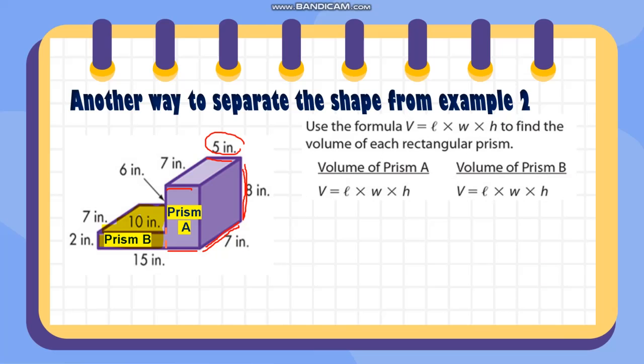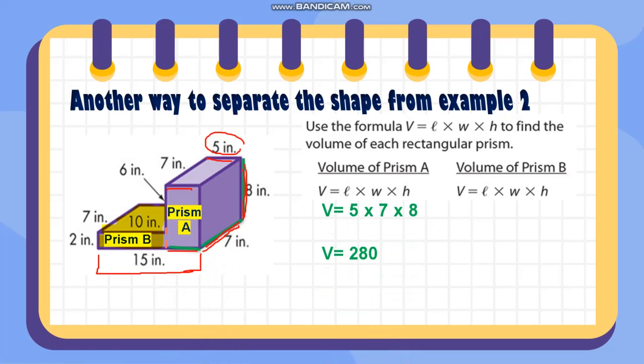Now, why we're not going to use 15 inches? Because 15 inches is the combination of the two shapes. Okay, so we're not going to use that one because you separated already the figure. So 5 inches multiplied by 7 inches multiplied by 8 inches, the answer is 280.